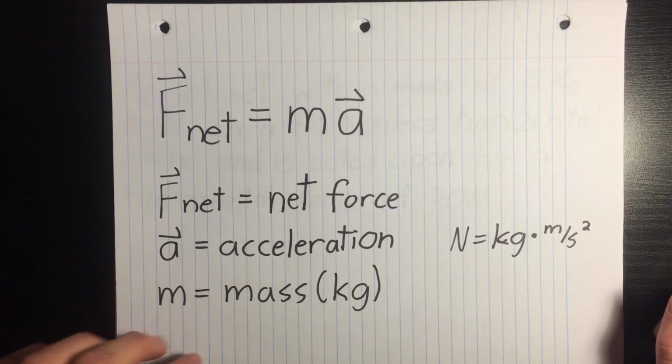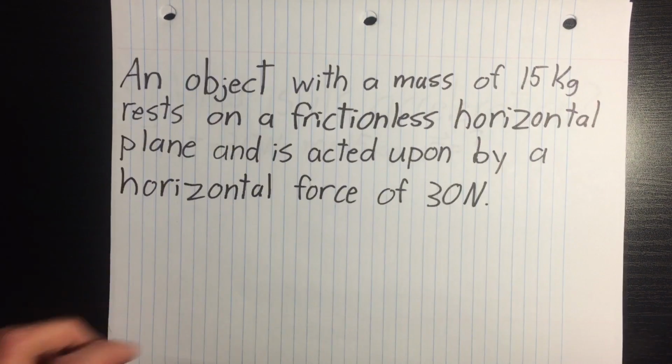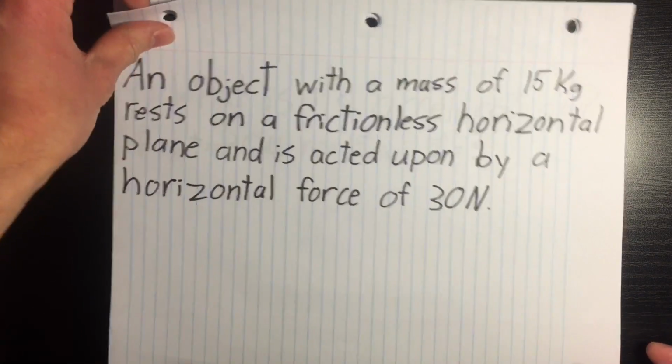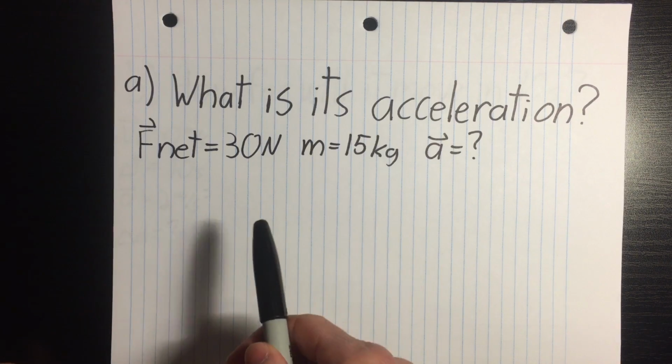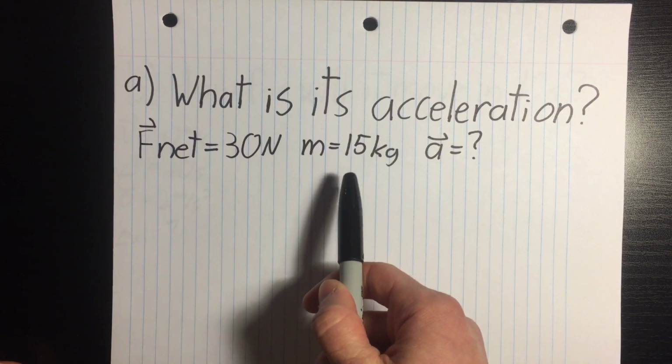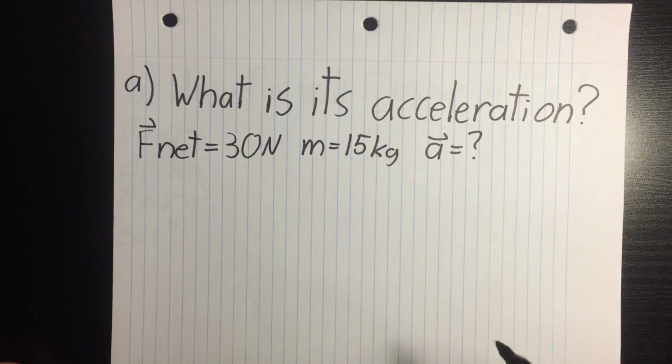So we will be solving a question, and the question states that an object with a mass of 15 kilograms rests on a frictionless horizontal plane and is acted upon by a horizontal force of 30 newtons. The first question is, what is the acceleration? So we know our F net is 30 newtons, and we know our mass is 15 kilograms, but we don't know our acceleration, which is the question.